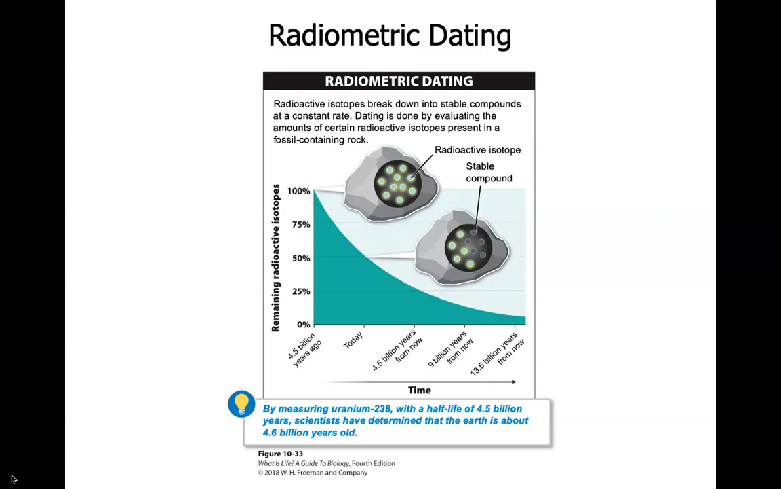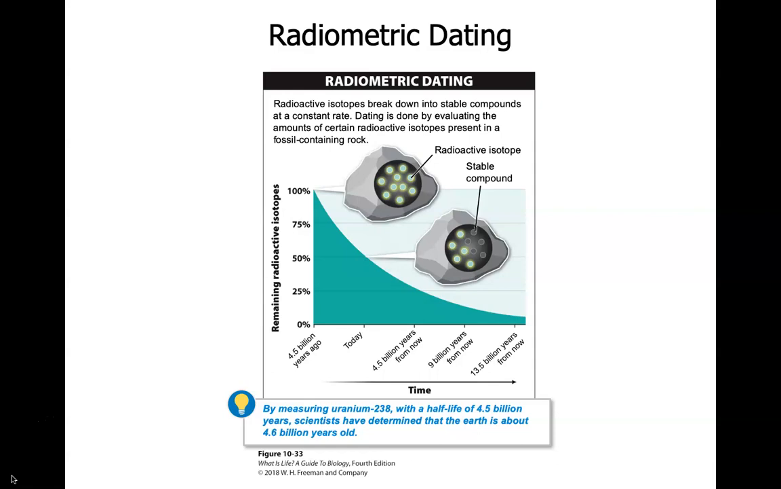There are other atoms that you can use in radiometric dating as well. But the thing that's cool about this is that you can date things back in millions or billions of years based on the known rates of decay of these molecules.